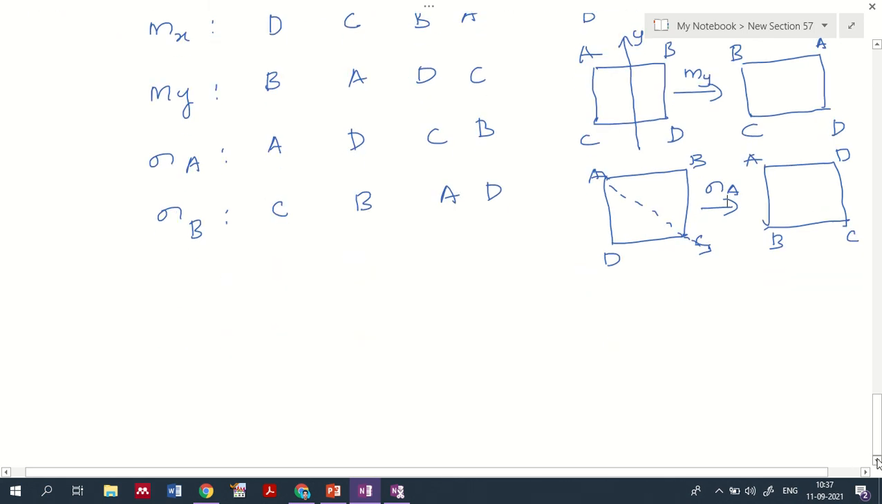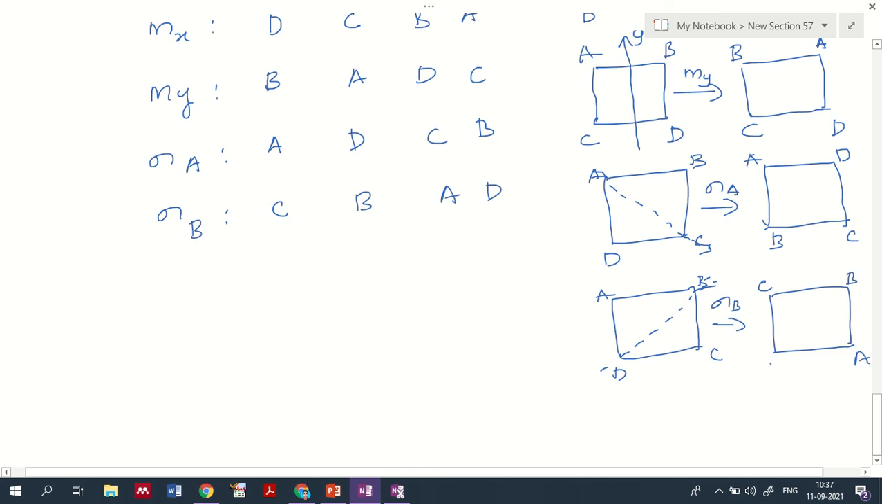Now let me say about the next operation, where we'll be placing the mirror. A, B, C, D is the initial square. So here we'll be placing the mirror along this BD axis. So it is transforming under sigma B to what? A and D will interchange, that is C, A, B, and D will remain the same. Okay, hope you understand how we have done the rotational symmetry and the corresponding representation of the reflection symmetry and the rotational symmetry, and how we identify them.